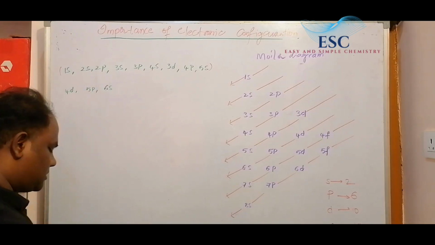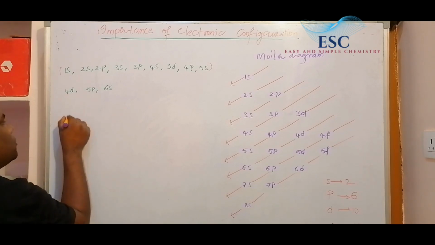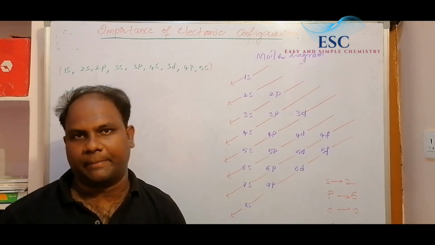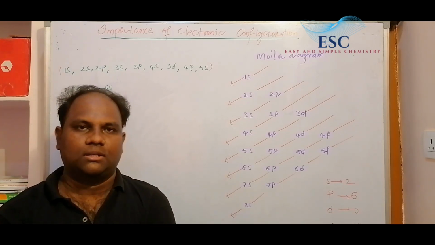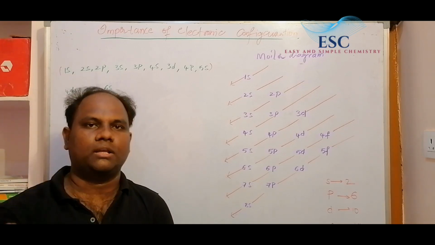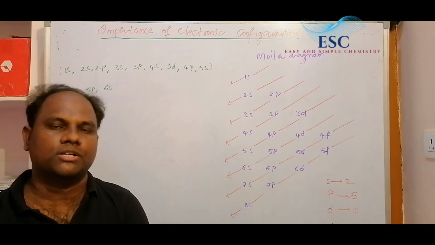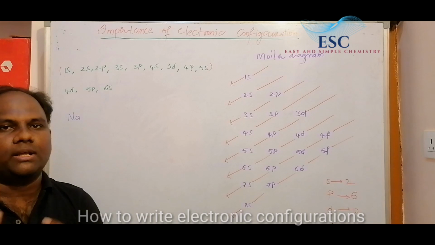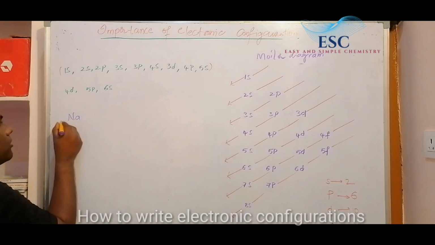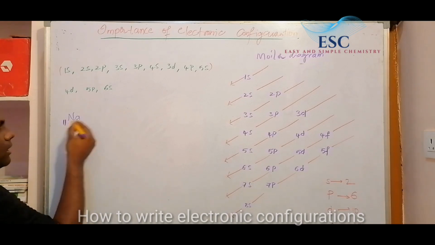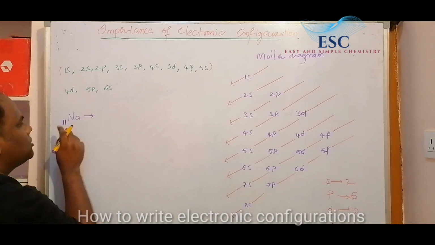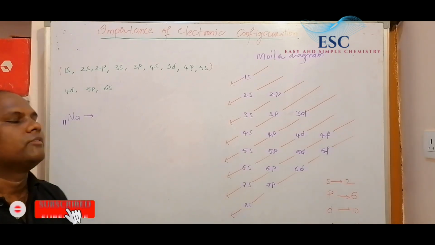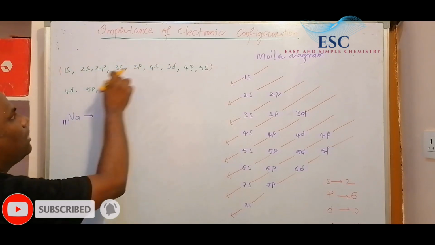Now for an example, sodium. What is the atomic number of sodium? First you have to remember the atomic numbers of up to 20 elements, 1 to 20, not 30. The remaining 21 to 30 use another method to explain the electronic configuration, which I will explain in another video. For example, sodium's atomic number is 11. To fill the 11 electrons of sodium, we split them into this series.